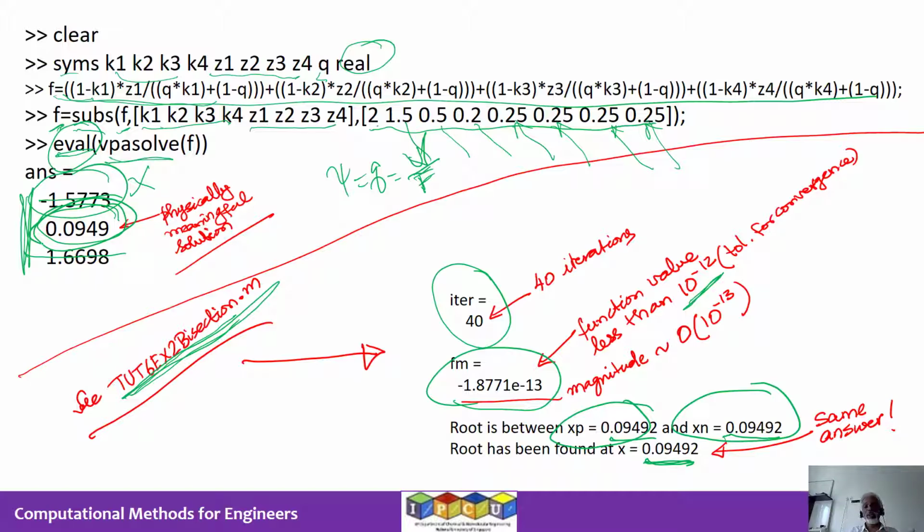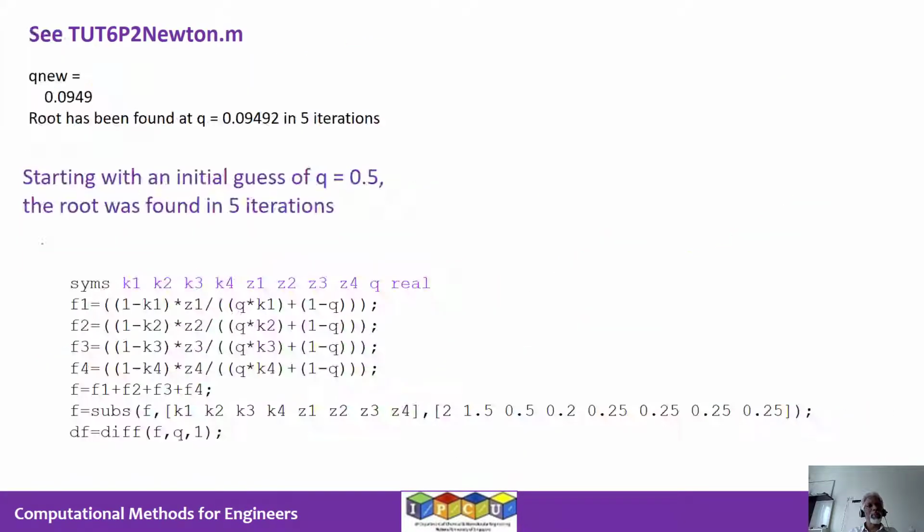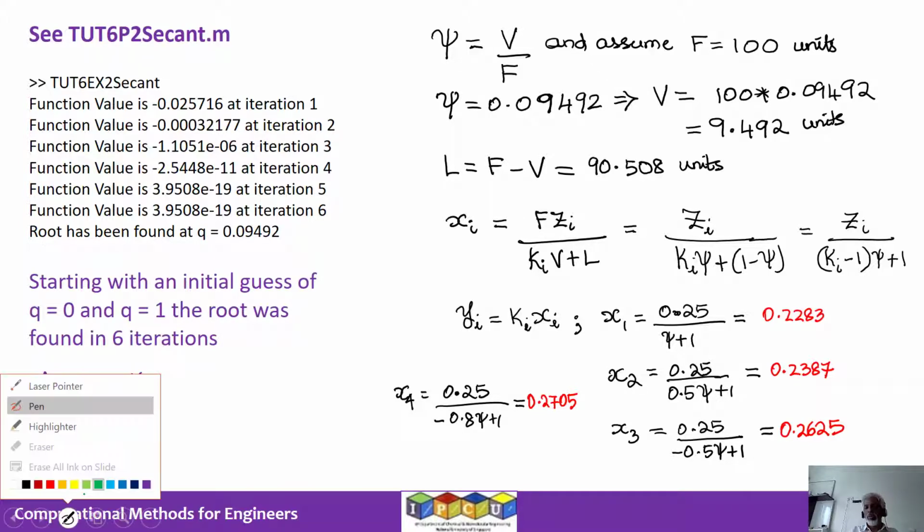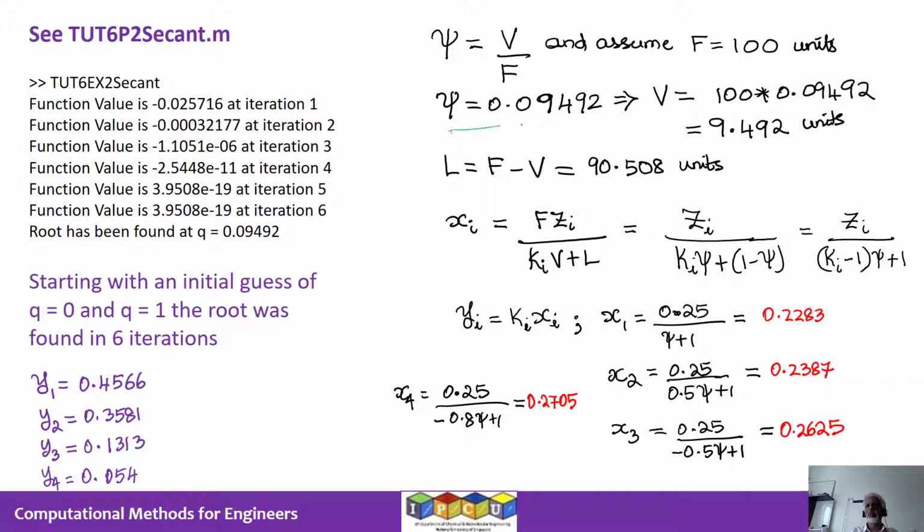So both the methods give us the same value for psi, which is 0.09492. That means slightly less than 10% of the feed goes as vapor. 90% goes as liquid. Before going into the Newton method, I just want to say how we might process the value of Q or psi that we have reached. Once psi is 0.09492 and we have assumed F is equal to 100, then V can be computed as 100 multiplied by psi, so V will be 9.492 units. L will be F minus V, so L is 90.508 flow units.